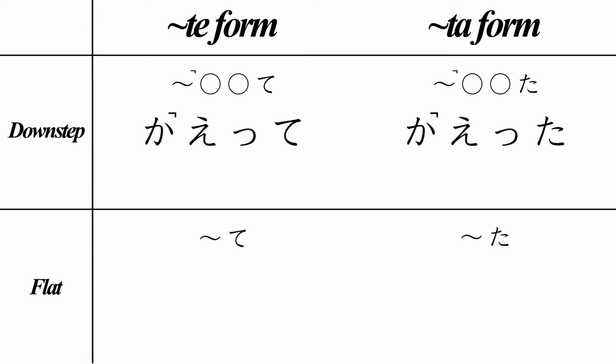In the flat type verbs, even if they turn into the て or た form, they have no accent. For example, a flat type verb 行く turns into 行って or 行った. Like the dictionary form, there's no accent. 行って、行った.